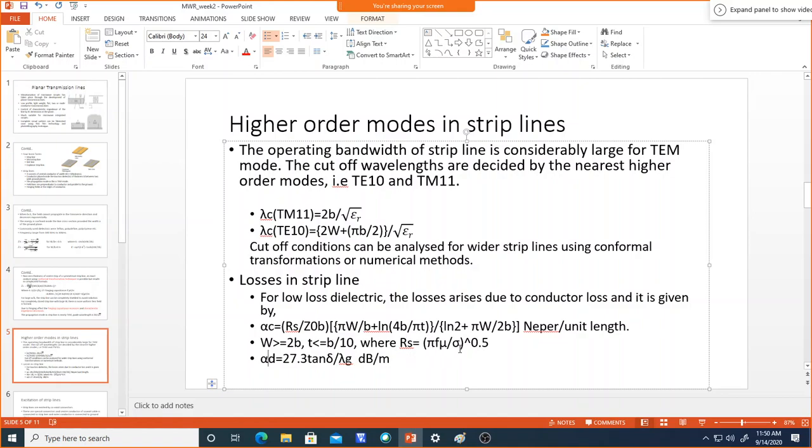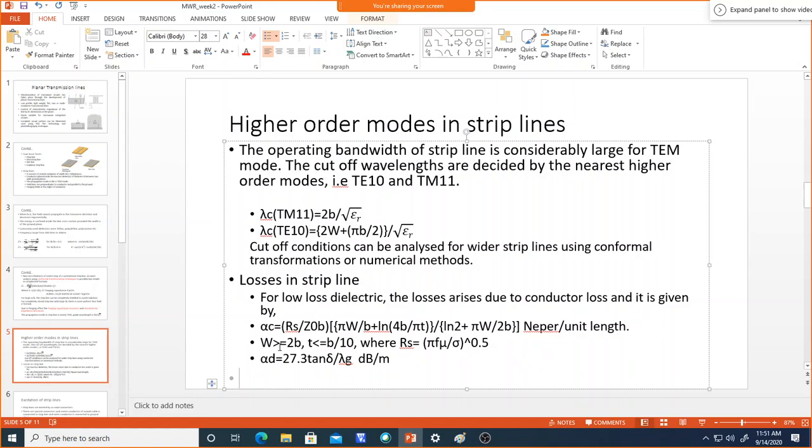You can calculate that RS using this equation: the square root of pi f mu by sigma. And for the dielectric loss, as I said, this tan delta will be specified in the data sheet of the substrates. You can look into what the value is for a particular substrate material, and you know lambda g. So this is how we calculate the dielectric loss as well as the conductor loss.